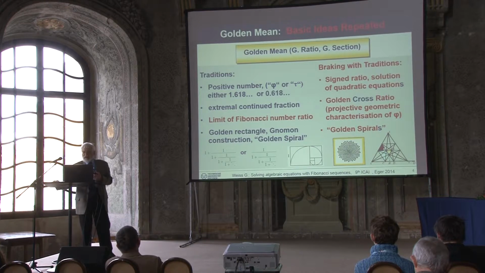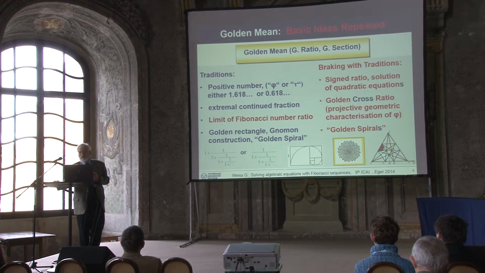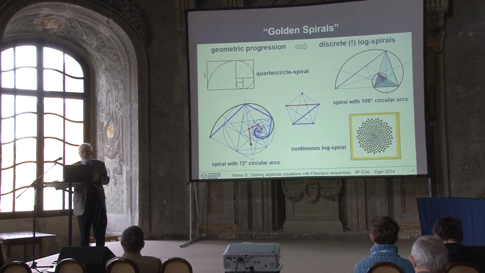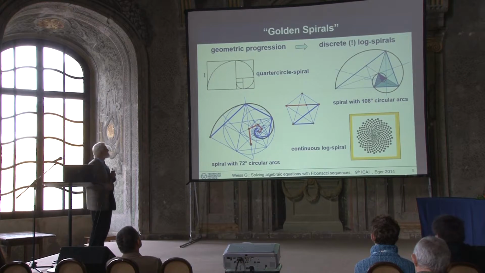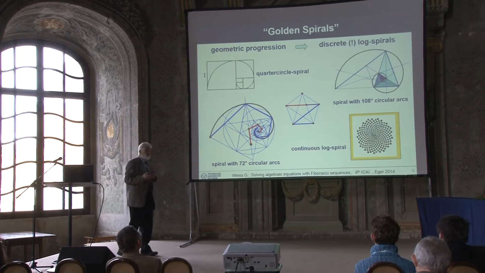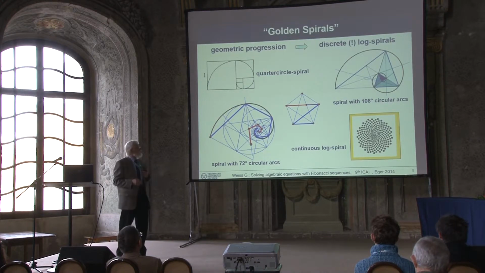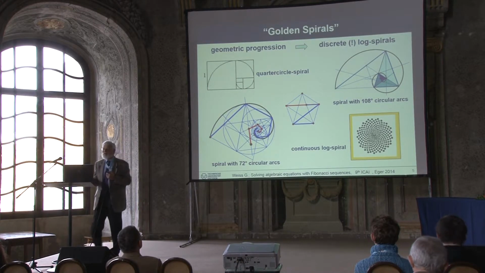There you have a natural object, the sunflower, and here is a golden hexagon where this cross ratio occurs. Golden spirals, the quarter circle spiral, and it doesn't depend on squares, of course. You can use any figure, in fact, where the golden ratio occurs to make discrete logarithmic spirals.